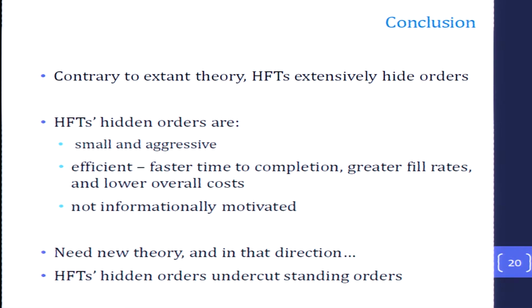So finally, those of you who are asset pricing theorists in the audience, we say we don't have a theory of why high-frequency traders would use hidden orders, and in that step, we show that undercutting could be one of the reasons. Thank you very much.